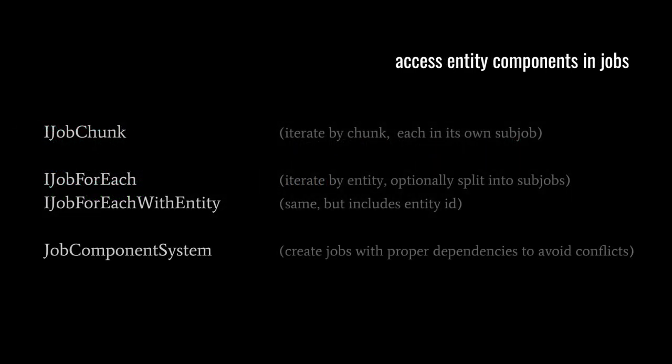To access entities and their components in jobs, we use special job types and we use job component systems to help us chain appropriate dependencies between our jobs. An IJobChunk iterates through chunks of a query, processing each chunk in its own subjob. An IJobForEach iterates through entities of a query, optionally processing the entities in multiple subjobs. The IJobForEachWithEntity does the same, but accesses the entity IDs as well as the components.